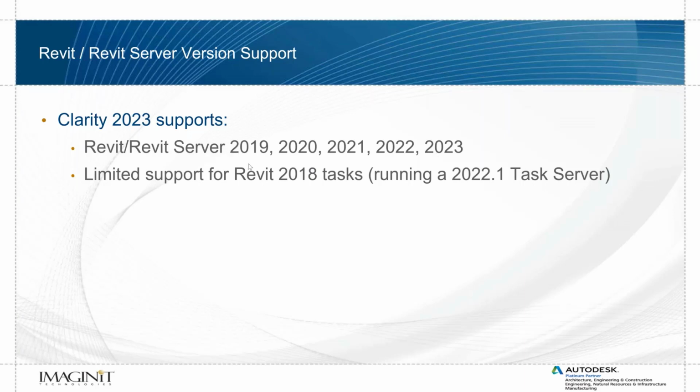I'm always curious, I keep meaning to do a poll on this, with how many people still have 2018 projects that are actually active as opposed to just in a holding pattern. But we do still have limited support for Revit 2018 by running an old version of the task server. So as we've done before, we've effectively got full support with the new version for 5 and then limited support for a 6th version. So we hope that that covers enough to keep things productive for you.